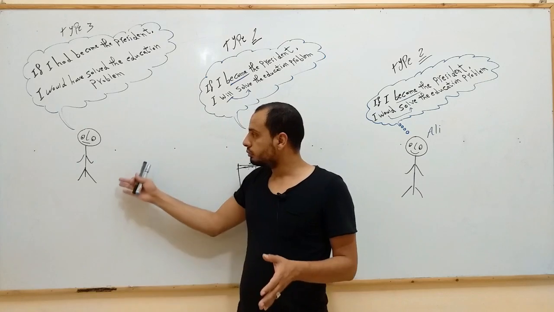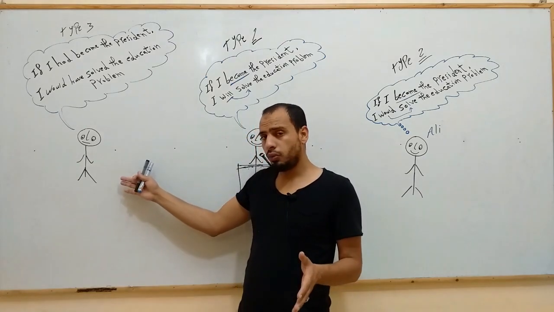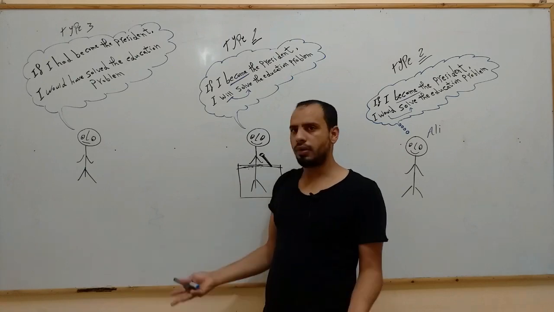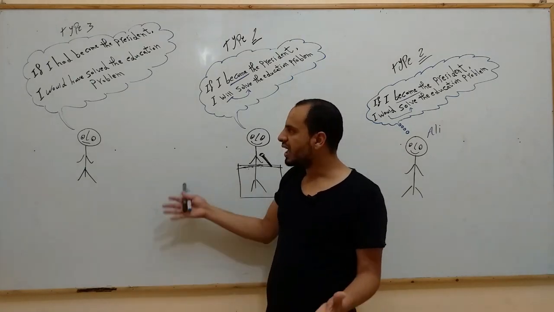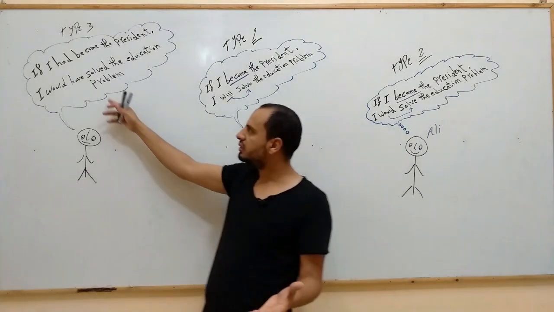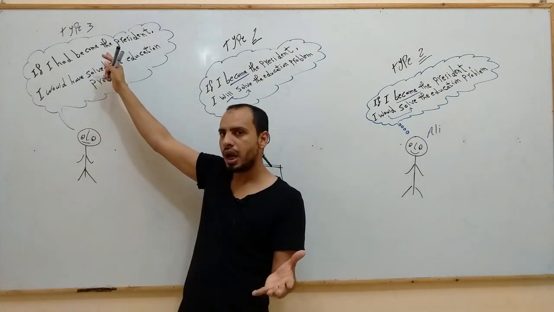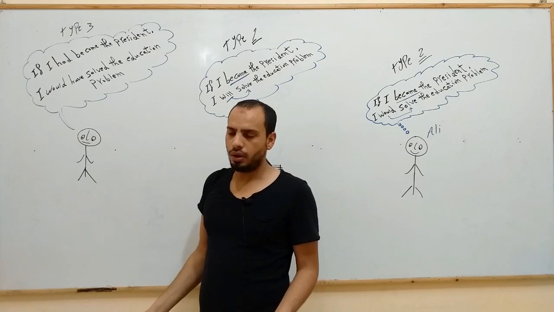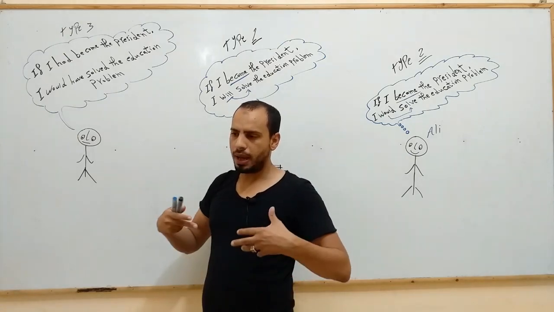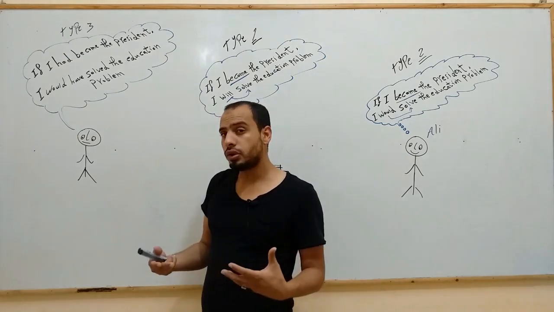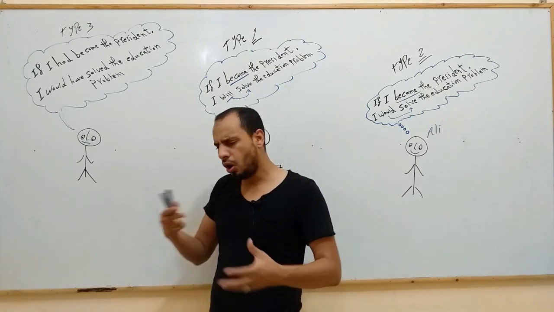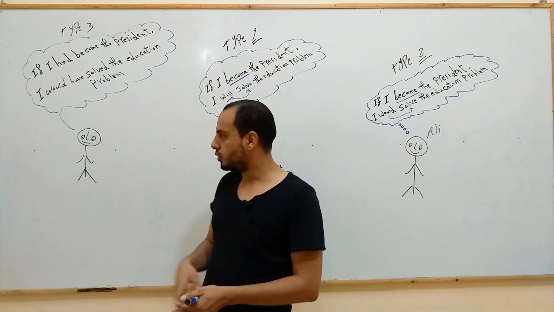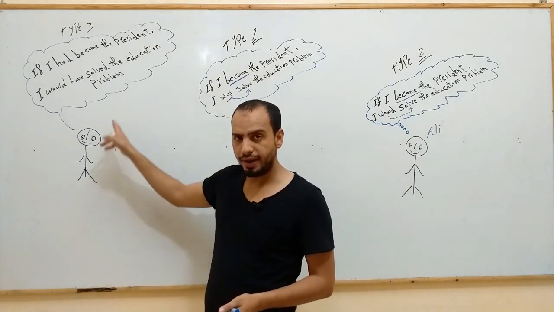Well, finally, when Ali lost the elections and he regretted his loss, he used if-type 3. So we use if-type 3 when we talk about a past and impossible situation, or in another way, when we regret doing something in the past. That's why he used if-type 3 here.